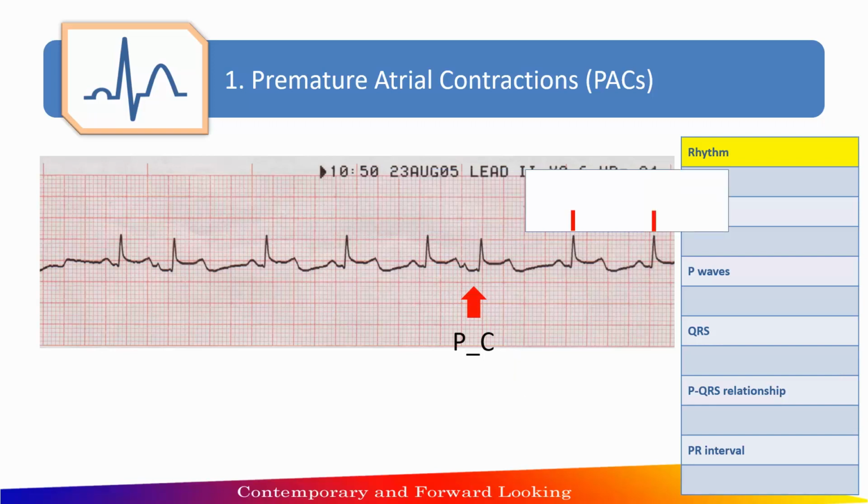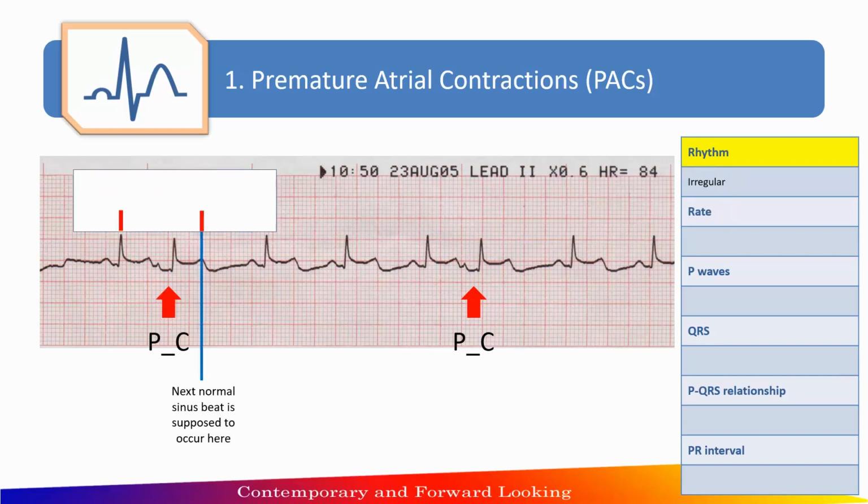Continue down the rhythm strip to look for more irregularities. Here, we find another premature beat which comes earlier than expected in a normal sinus rhythm. So go ahead and mark that off as a premature contraction. We have just identified 2 premature contractions in this rhythm strip. We will need to identify where these premature beats originate from later.